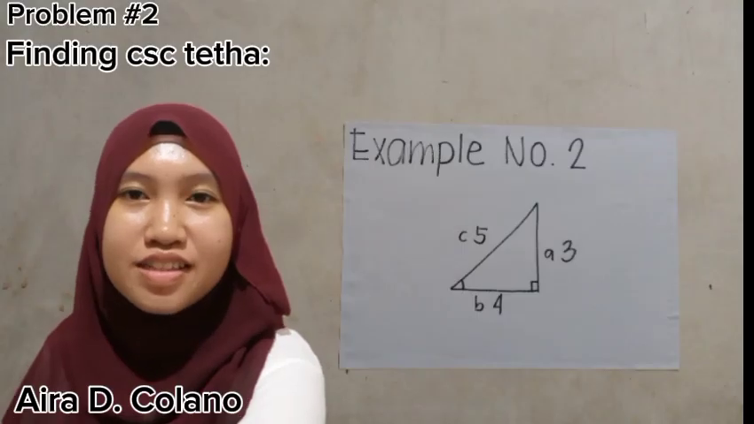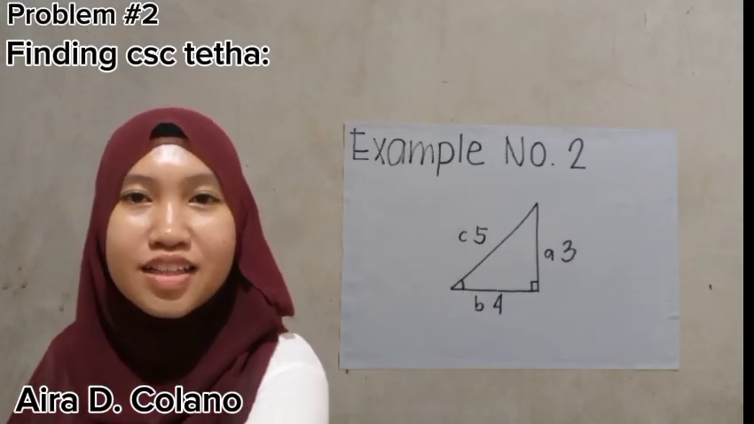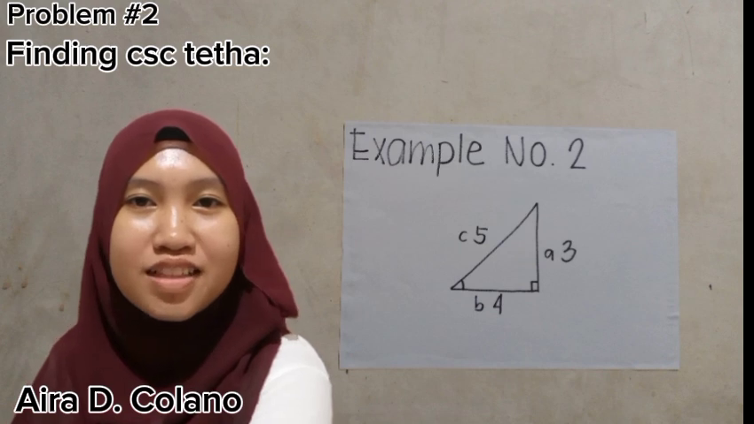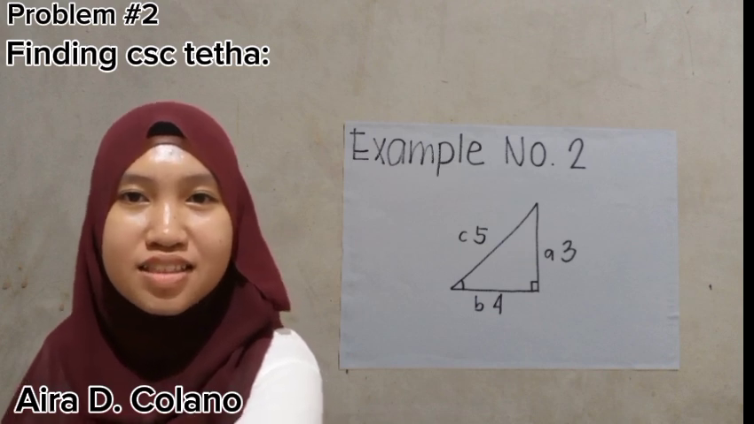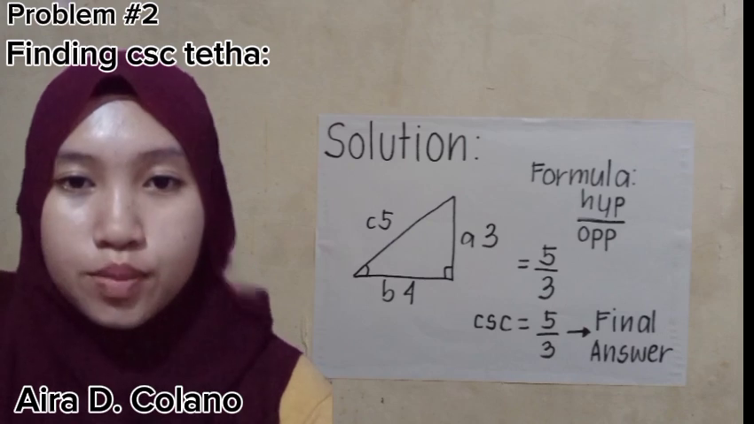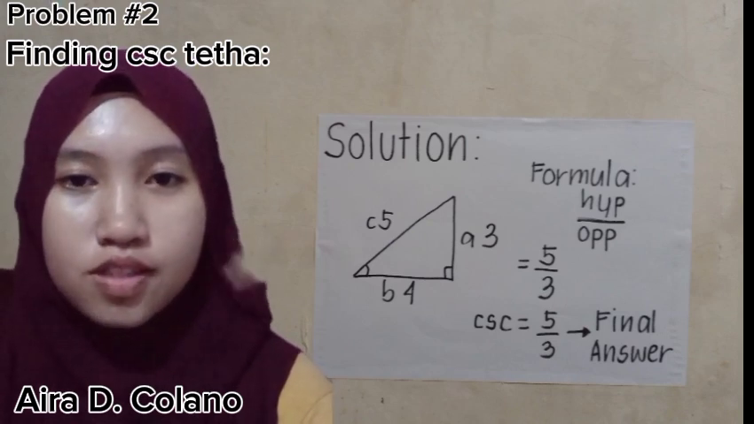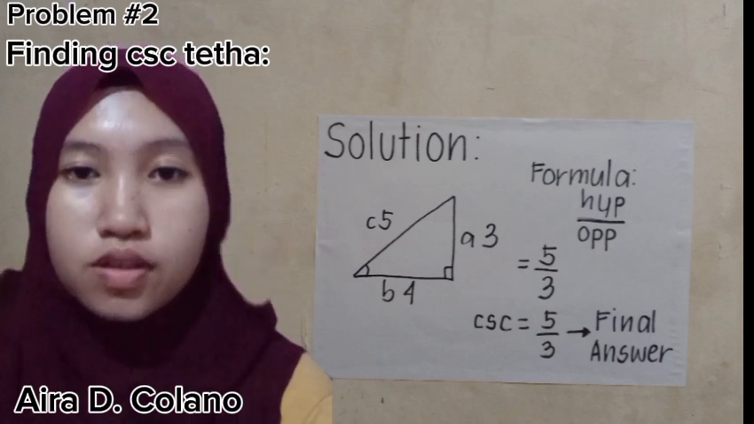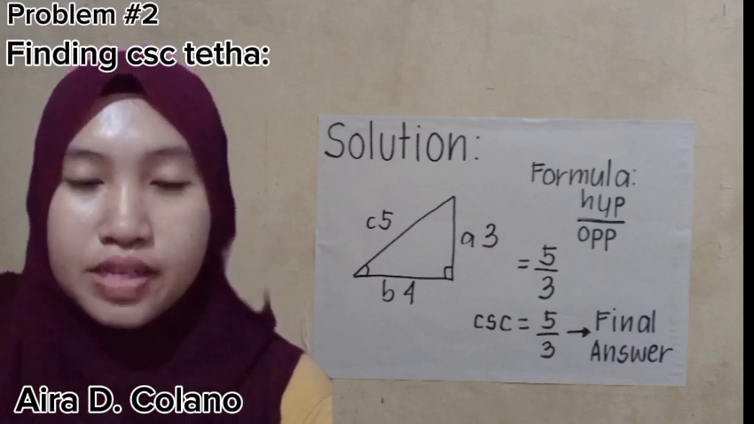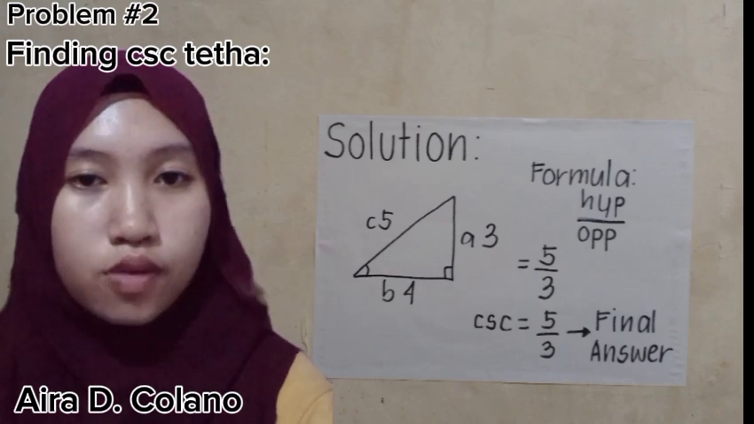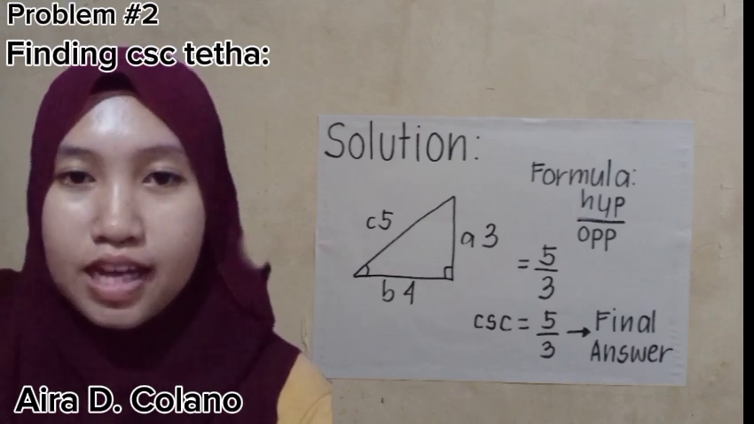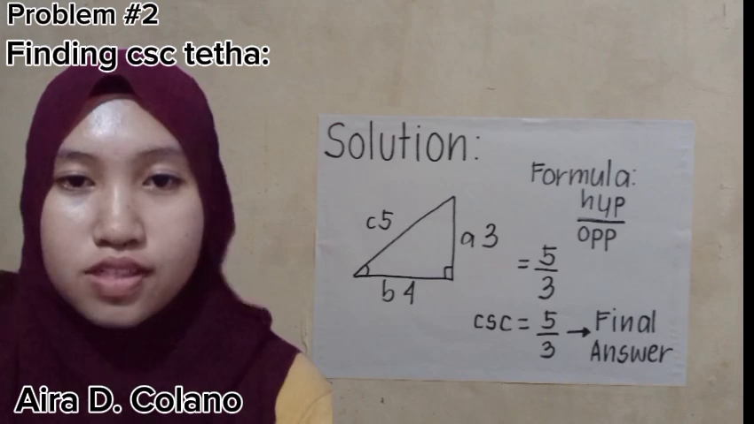Let's have another example on how to get or solve the cosecant of a right triangle. We will use the same formula to get the cosecant of this triangle. Hypotenuse over opposite is equals to 5 over 3. Since we can't reduce it to the lowest term, this is the final answer or the cosecant of this right triangle. That's all, thank you.